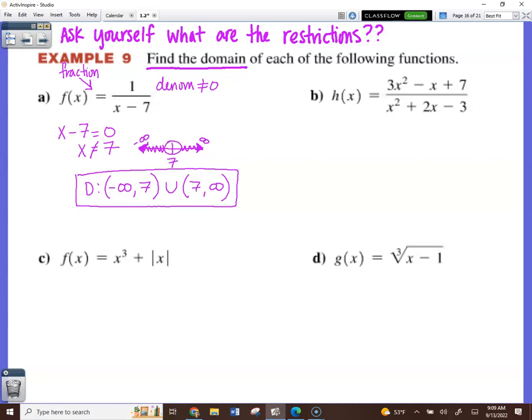Now let's try B. You should already know how to do this. I'm not asking you to tell me if there's a hole or if it's an asymptote. I'm simply asking you to tell me what's the domain. Since it just says what is the domain, the top of this does not matter at all, because the bottom of the fraction is going to cover both of those, whether there's a hole in the graph or an asymptote. Does that make sense?